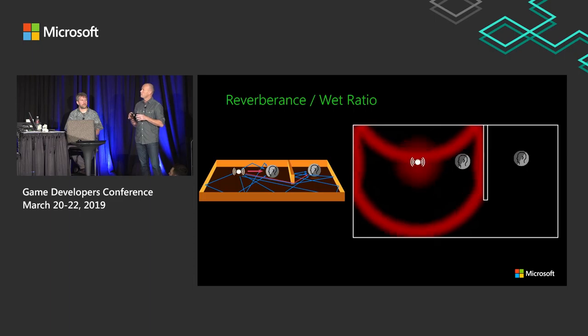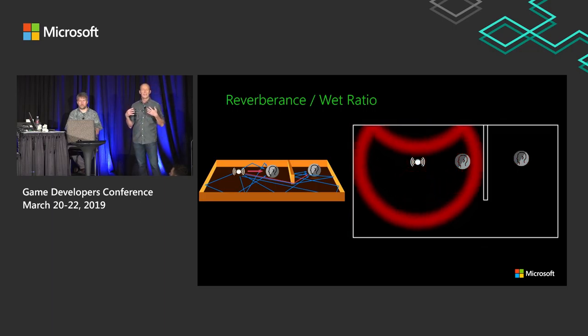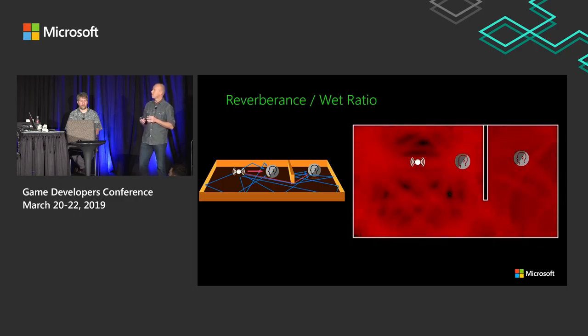And here's an example of reverberance. The direct path is obstructed in the second room over here, making the dry sound weaker while the reverberation is equally strong. And this helps with the perception of distance.